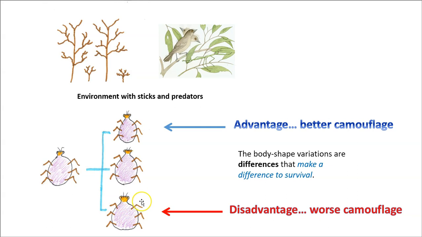Now, the body shape variations are differences that make a difference to survival. Certainly, escaping detection from the predator really is an important event. Some individuals are going to get eaten, and some individuals will be overlooked. So the advantage to one individual is always relative to others in the population. You don't have to look perfectly like a stick if you just look a little bit more than somebody else in your environment.